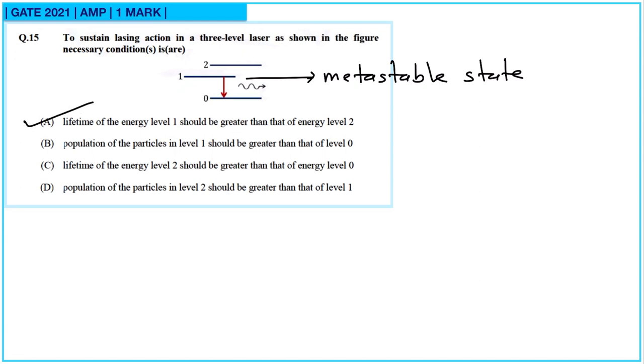Now, population of the particles in level 1 should be greater than that of level 2. Yes, in the metastable state it should be larger for population inversion. So option B is correct. The lifetime of energy level 2 should be greater than that of energy level 1, no. And population of the particles in level 2 should be greater than that of level 1, no. Level 1 should have a larger population, it is a metastable state. So only options A and B are correct here.